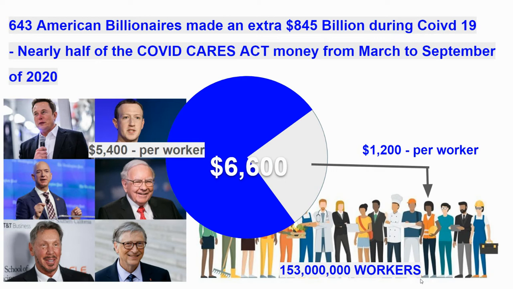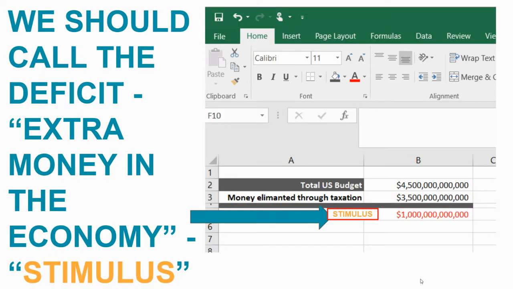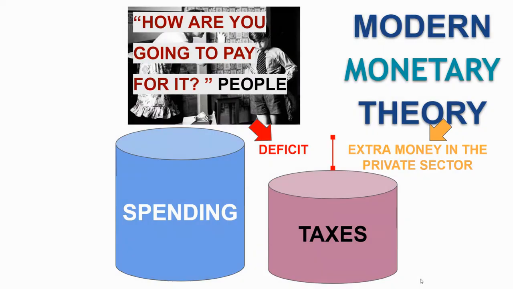Between just March and September of 2020, 643 American billionaires made an extra $845 billion during that time. Now, we know the government gave $1,200 per worker, but for every American worker that got that $1,200 check, billionaires got $5,400. Do the math. 5,400 times 153, $845 billion. So billionaires and large corporations have experienced inflated wealth during this time. We should call the deficit extra money in the economy, or another word for it, stimulus.